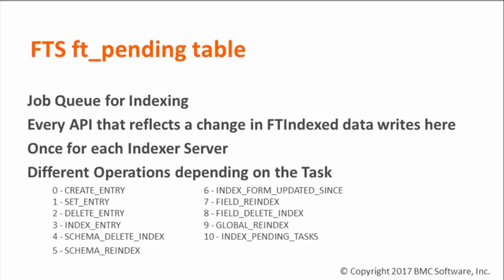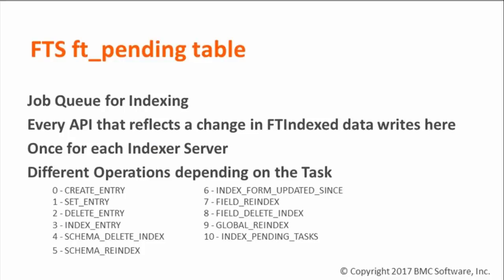Another key component is the FT pending table. This table is the main job queuing for indexing. So every API call that reflects a change in FT index data writes to this table. In other words, if any activity performs an API call, such as users modifying a record, creating a record, or deleting, that API call, if it involves a field that has been FT indexed, will cause a record to be written to the FT pending table. And there is one record for each indexer server. We're going to talk more about high availability environments, in which case you'd have more than one indexer server.